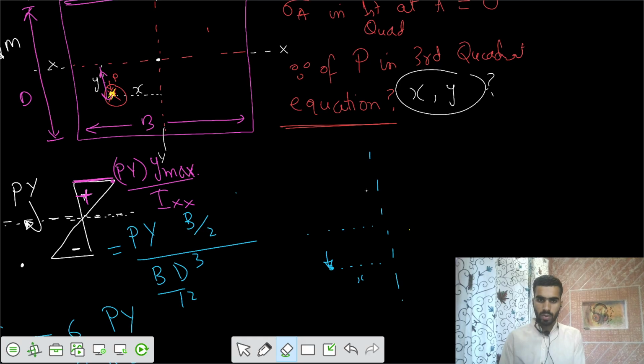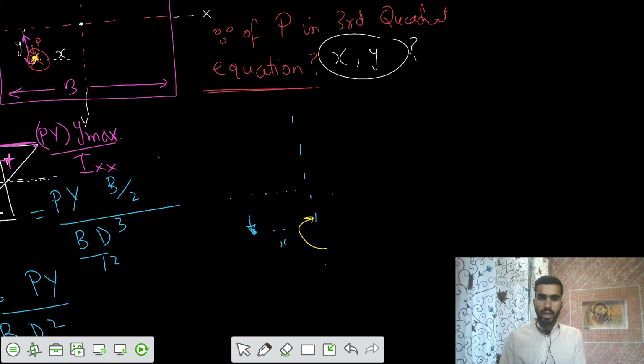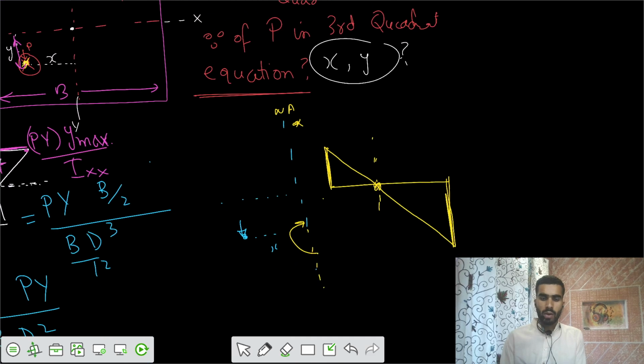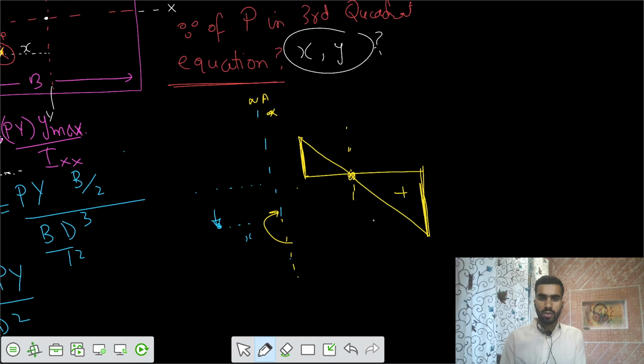So a moment in this fashion, I would say. If the neutral axis forms about the y axis, so this is your neutral axis, that means the fibers here would have stress 0. And if you talk about the point A, that would have tensile stress of P into X max divided by Iyy.